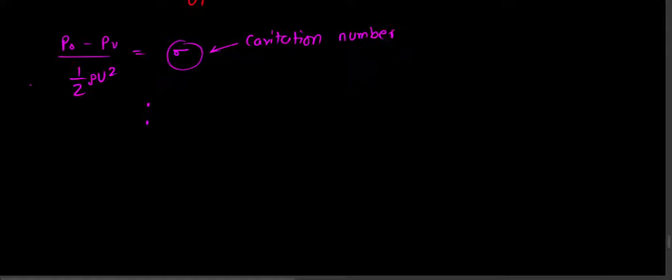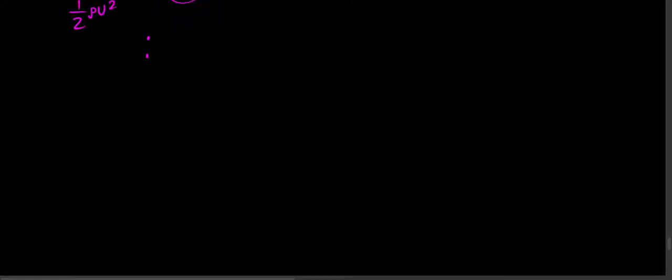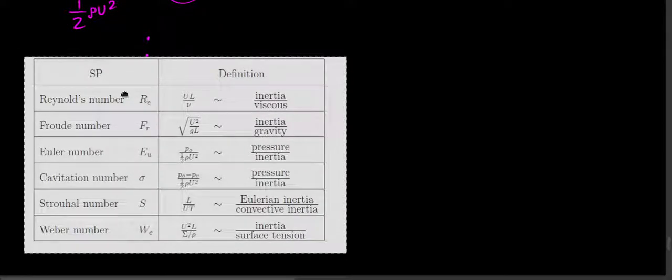You have a lot of different ratios which we derived from this, and I'll present a table for all the ratios and similarity parameters which we use in marine hydrodynamics. Now this is not an exhaustive list, there could be other similarity parameters as well, but these are the main ones. We have the Reynolds number, which is velocity into length by viscosity, a ratio of inertia by viscous force. Froude number is a ratio of inertia by gravity. Similarly, we have the Euler number, cavitation number, Strouhal number, and Weber number.